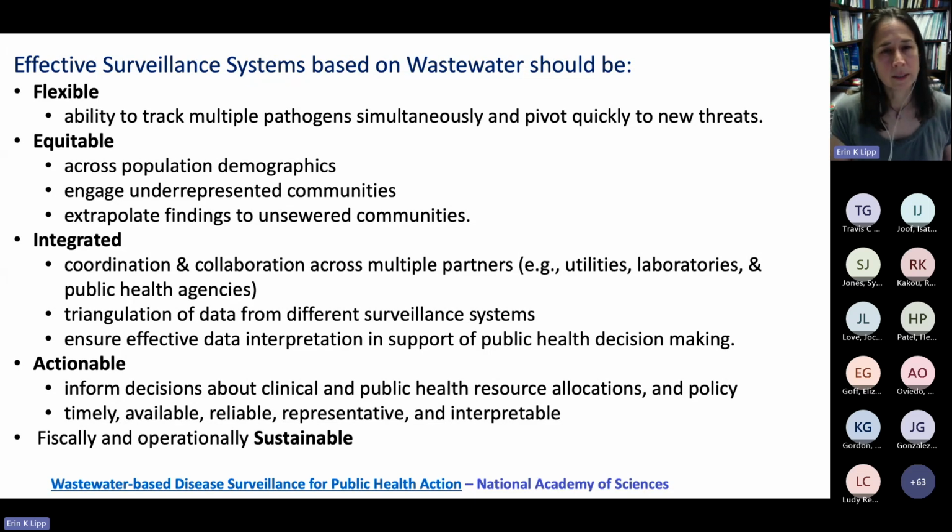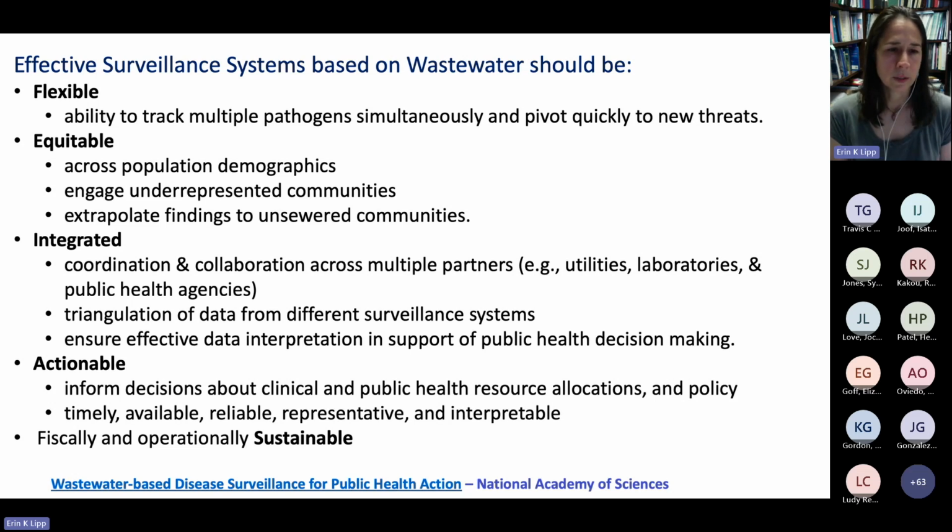So it's got to go beyond SARS-CoV-2 and be able to track multiple pathogens simultaneously and pivot quickly. It should be equitable. It should work across population demographics. It should engage underrepresented communities and extrapolate findings to unsewered communities. I think the last point is the more difficult one. It is hard to do this in rural areas that don't have centralized sewage. So that's one of the places where this is a limitation in terms of equitability.